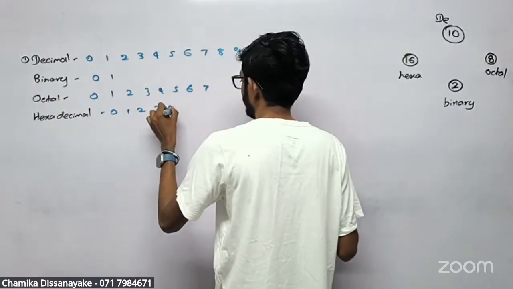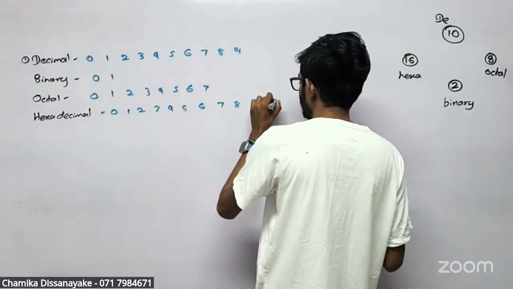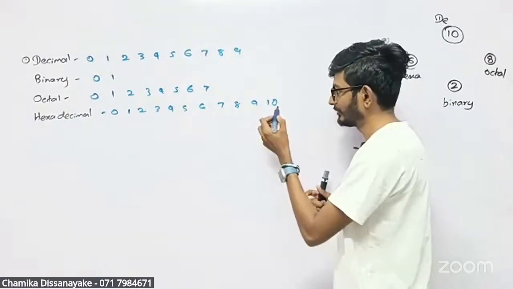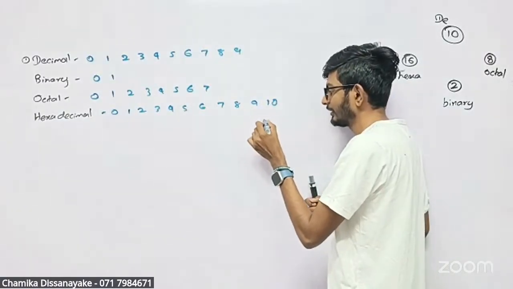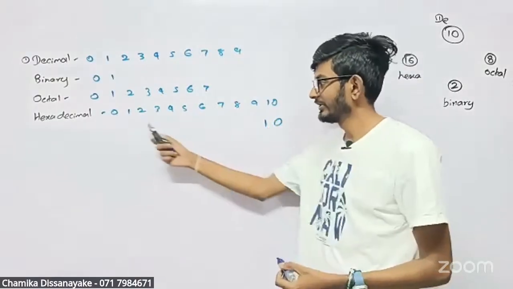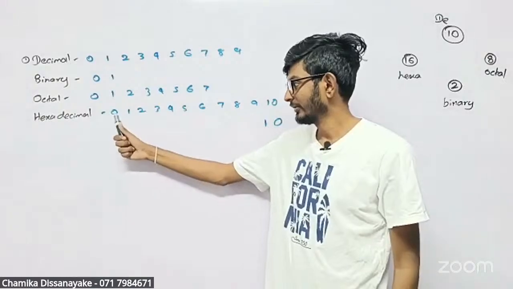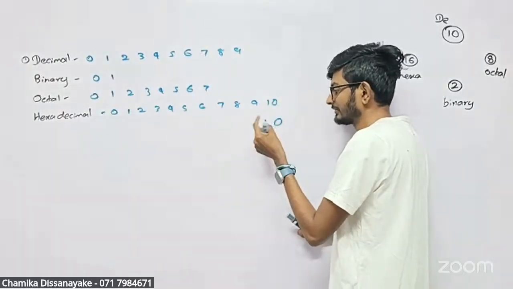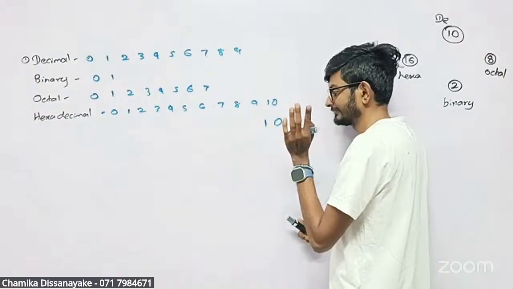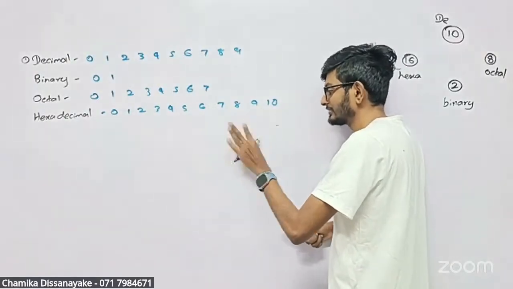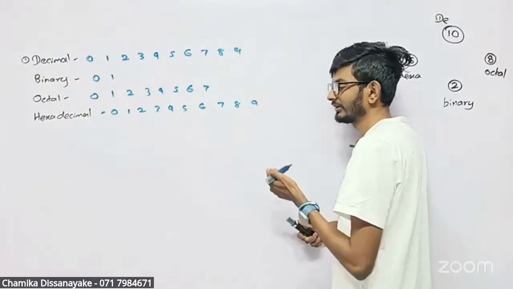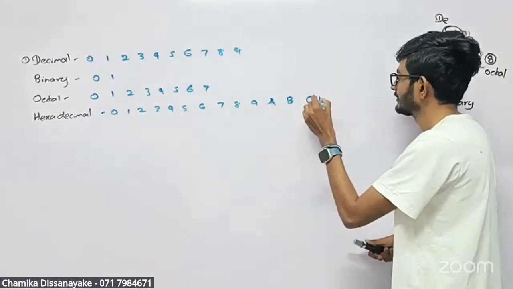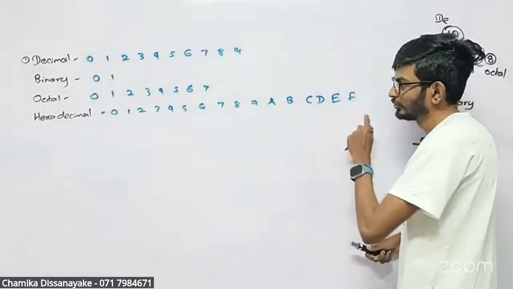0, 1, 2, 3, 4, 5, 6, 7, 8, 9, 10. Can we write just 10? No, because here you can see 10 is written as 1 and 0. So here we have used just these two symbols, 0 and 1, as two different symbols. And when we write 10, that means the first symbol and the second symbol are used together. So actually we can't use just 10. What we can do is use A, B, C, D, E, F. Those are the symbols.